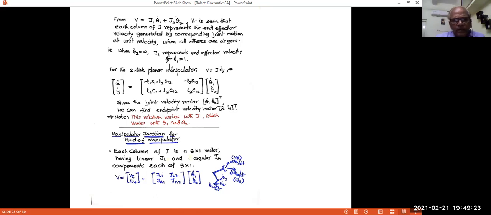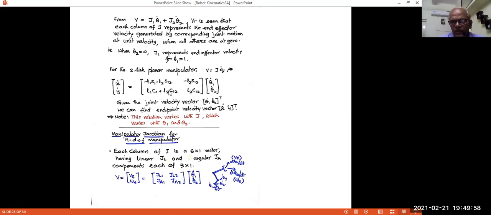For the two-link planar manipulator that we have taken up, the Jacobian is going to be this. As you can see, as theta 1 and theta 2 change, the Jacobian changes. So the Jacobian is not constant in giving the relation between the joint velocities and the end point velocity. It depends upon the particular configuration.